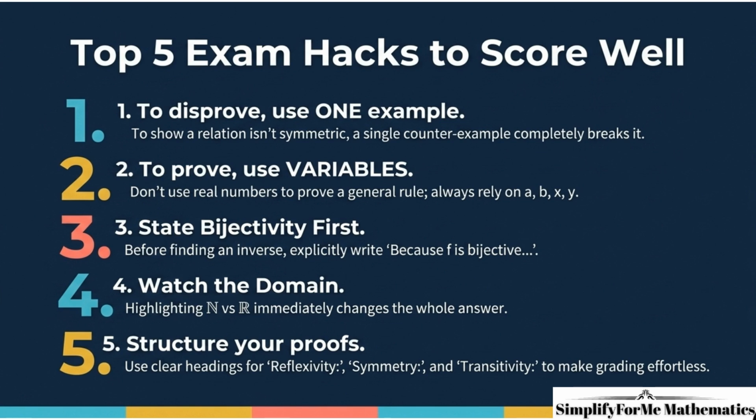First, to disprove a relation, just give one counterexample. Second, use variables like a, b, and c to prove general results. Third, always check and state whether a function is bijective before finding its inverse. Fourth, never ignore the domain. It can completely change your answer. And finally, structure your proofs clearly using headings like reflexive, symmetric, and transitive.